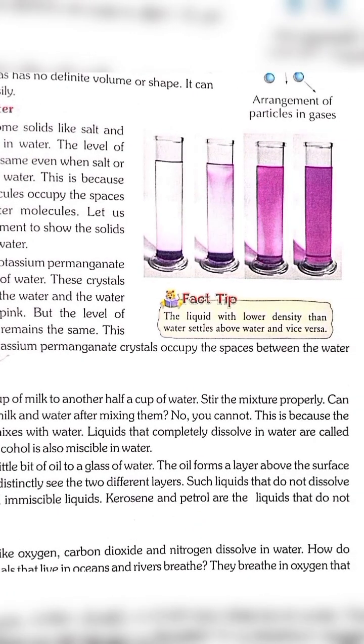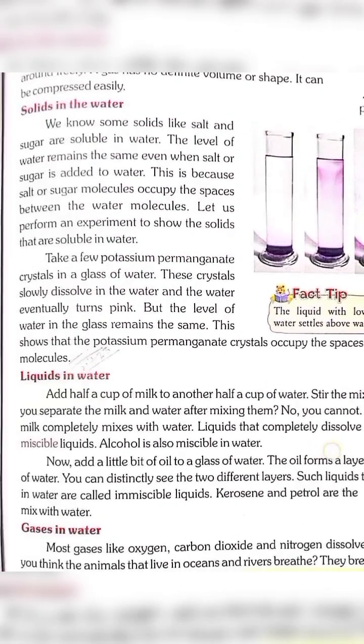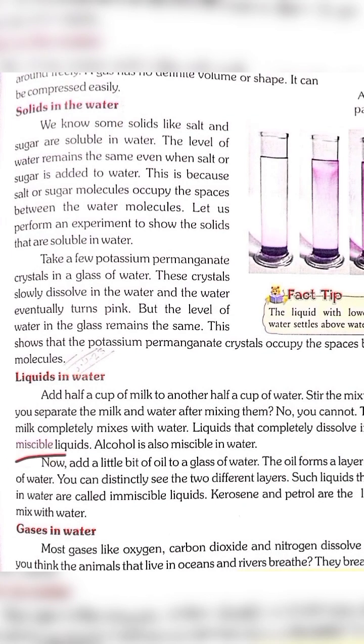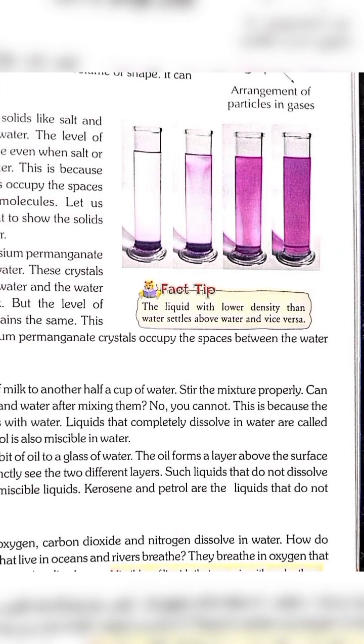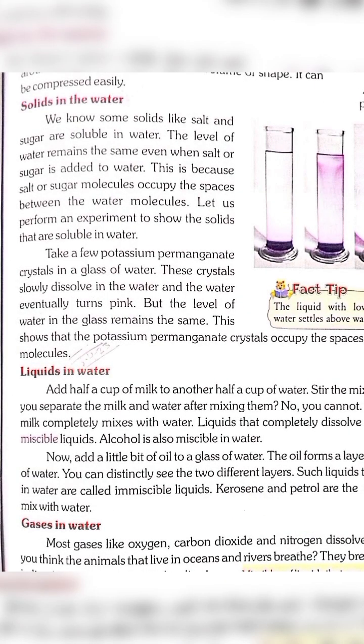Liquids that completely dissolve in water are called miscible liquids. Alcohol is also an example of a miscible liquid. Clear? But for an immiscible liquid, for example oil mixed with water does not mix, so it is an immiscible liquid. It forms two different layers. Kerosene and petrol are also liquids that do not mix with water.